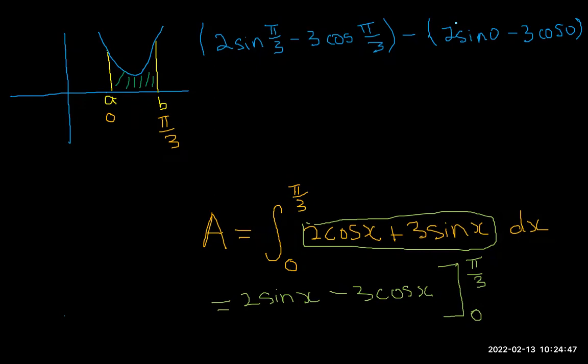Isn't 0 supposed to be first? What do you mean? Like, if I'm supposed to put 2 sine 0 minus 3 cos 0 minus the other bracket. So substitute 0 first and then substitute pi on 3. Is that what you mean? Yeah, it's usually the upper limit then the lower limit, because if you subtract the lower limit. Okay, let's find the value of this, and then I'll do it again to show you what would happen if I put the 0 first and then pi on 3.